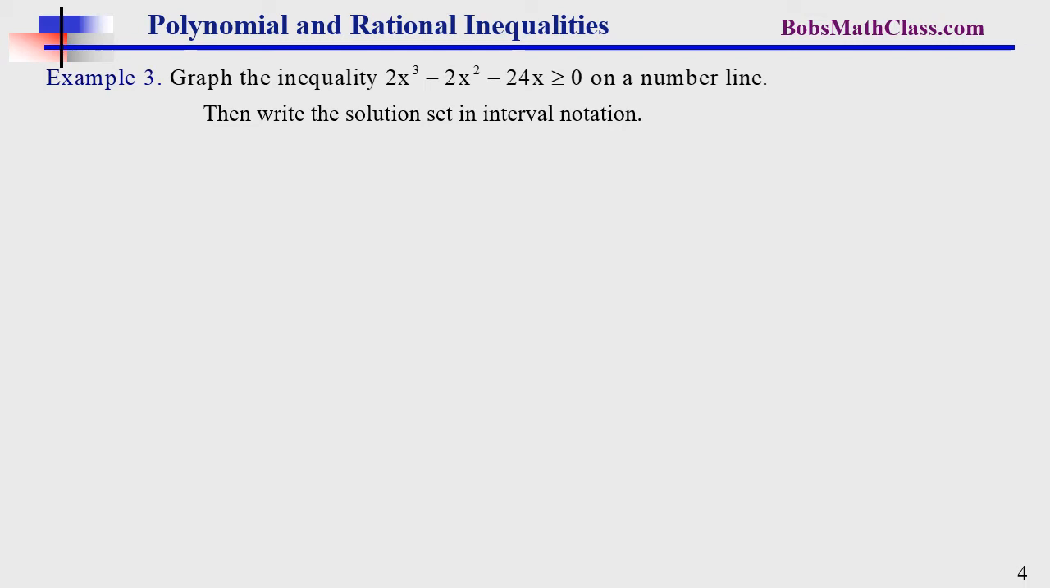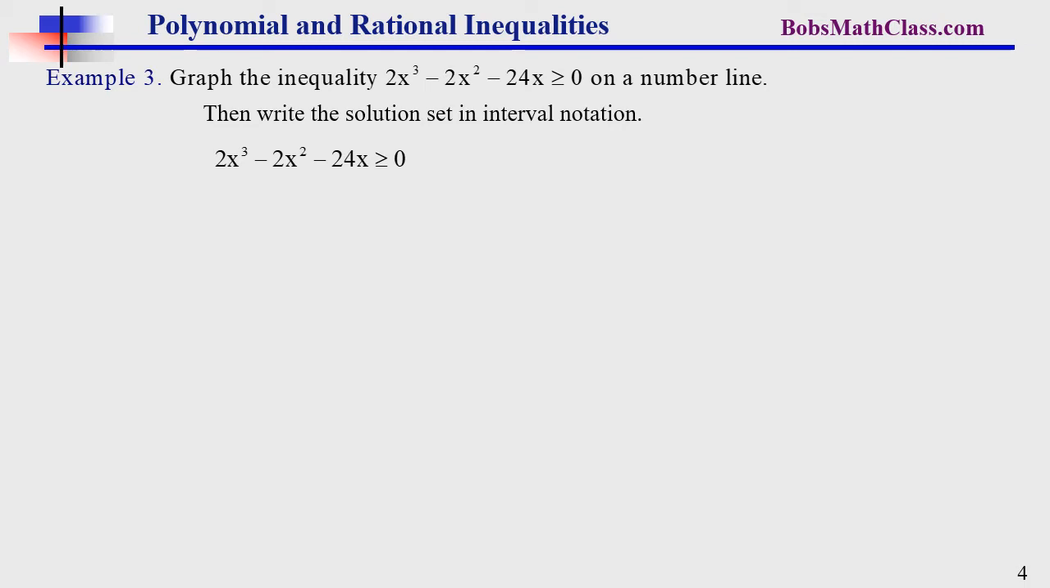Our next example, 2x to the third minus 2x squared minus 24x greater than or equal to 0. This one looks more complicated, right? Yeah, a little. Okay, we already have 0 on the right-hand side. That's good. It's already in descending order. That's good. So we just need to factor the left-hand side.